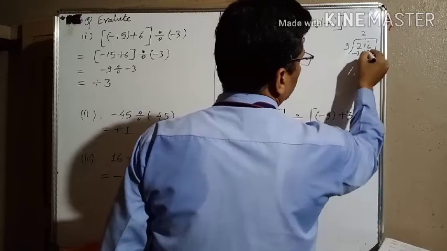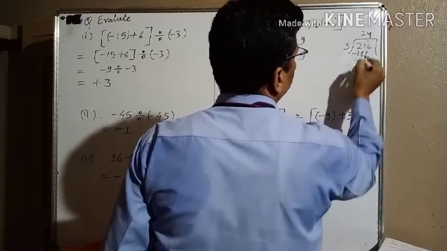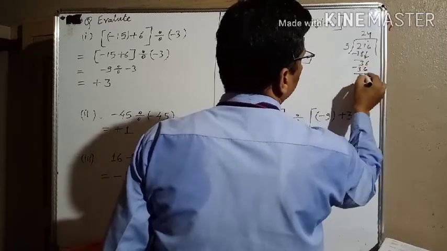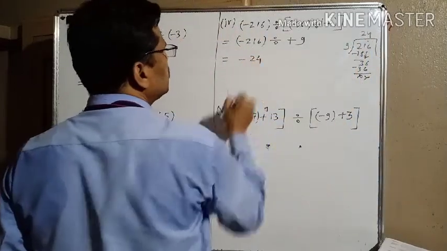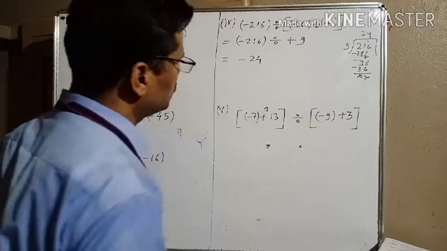Here, when you subtract, bring down the 6, 9 for the 36. Okay, so what is the answer? 24. This is our required answer. In the next question, it is also very simple.